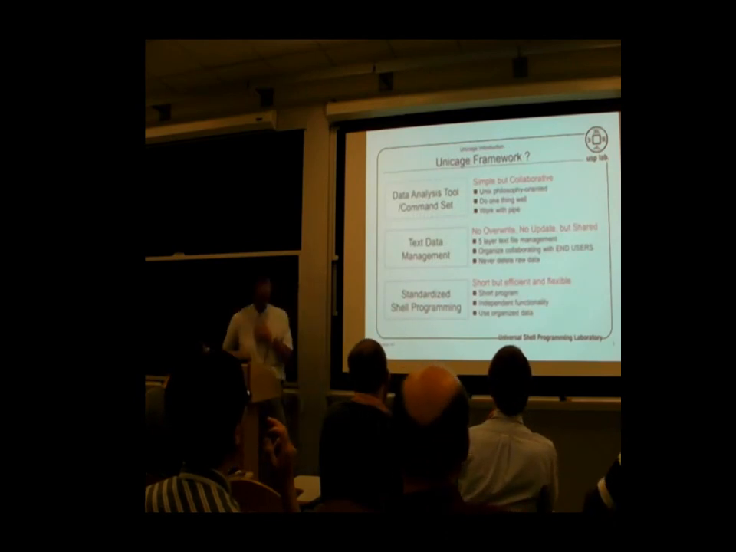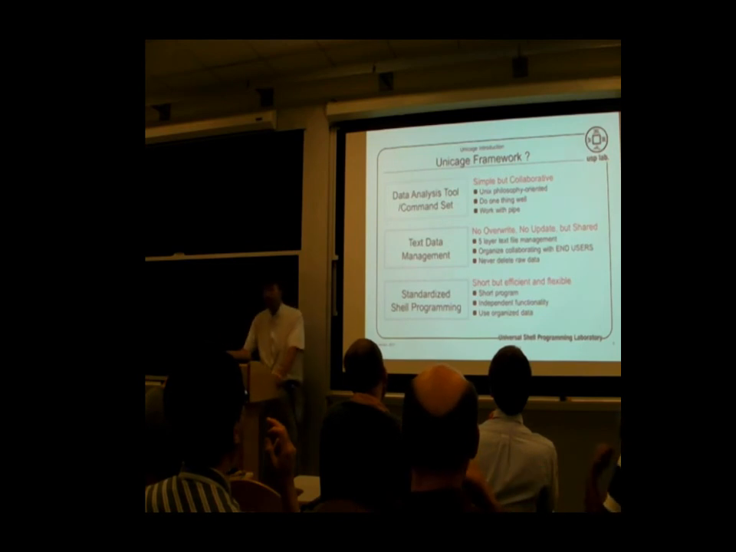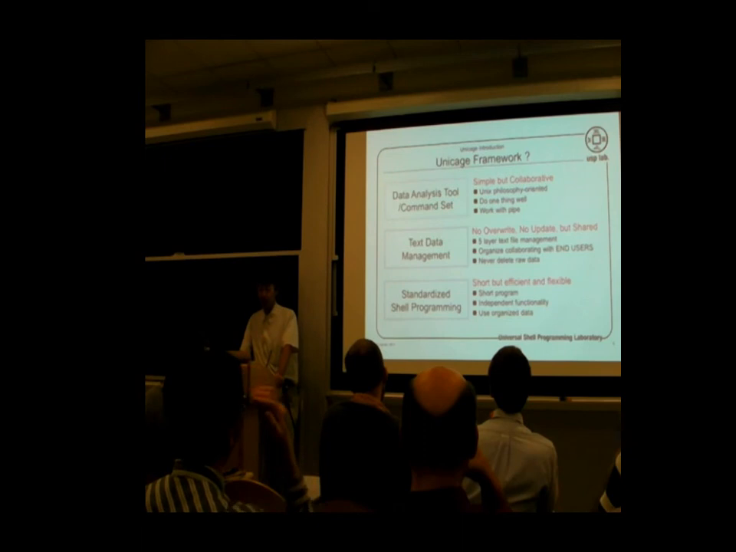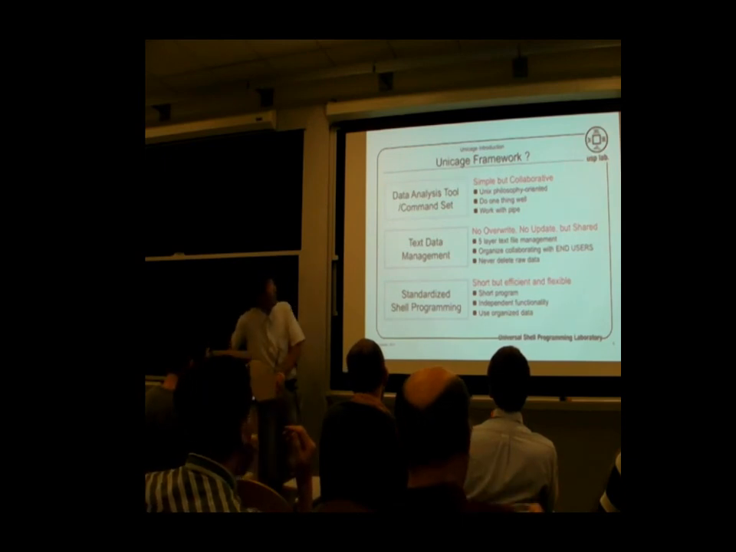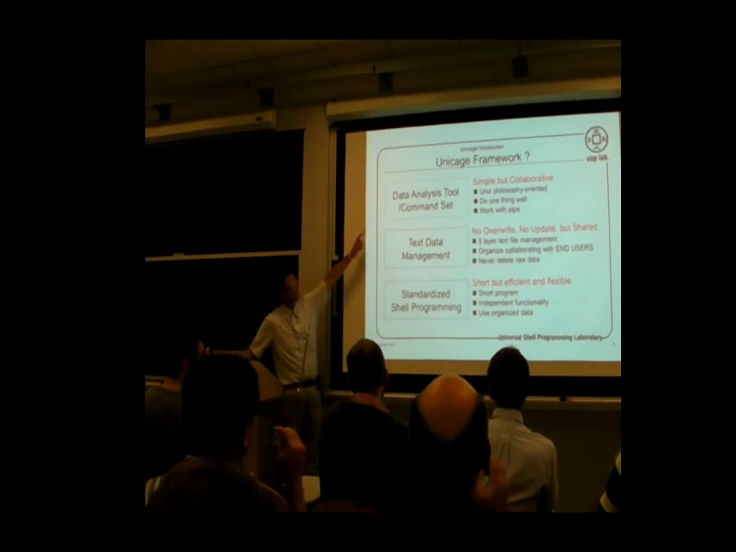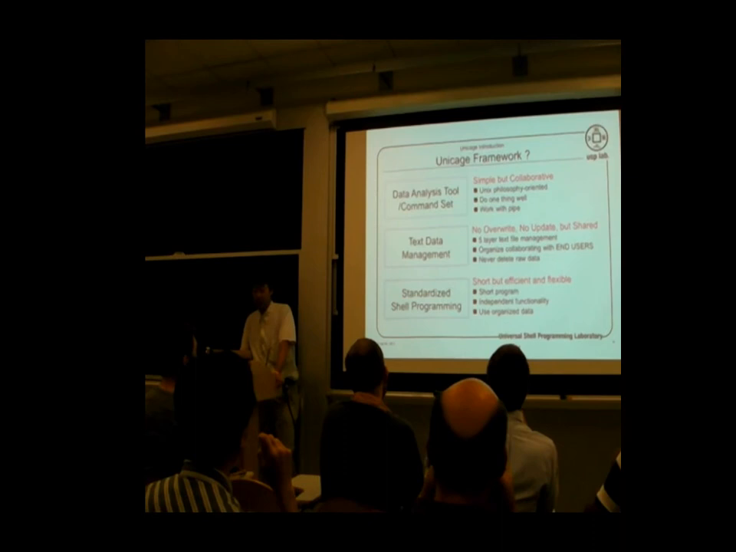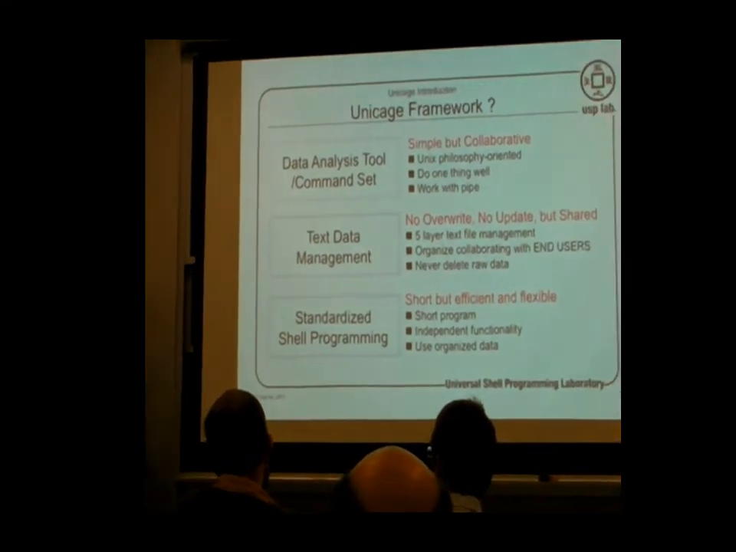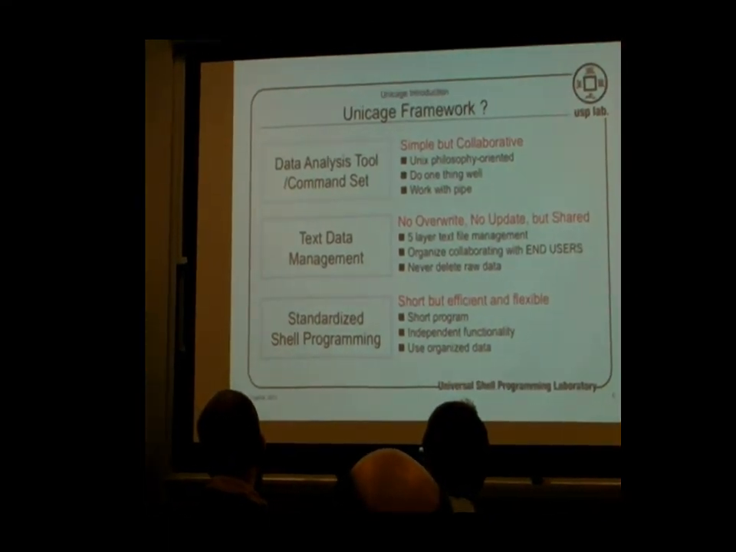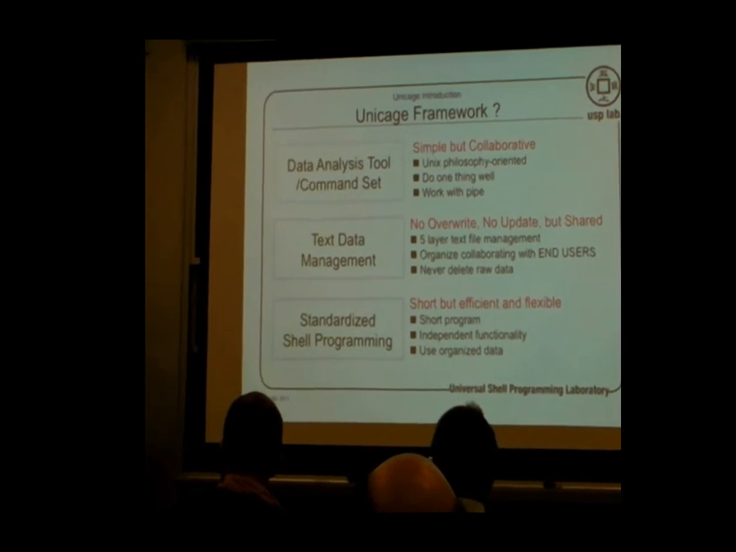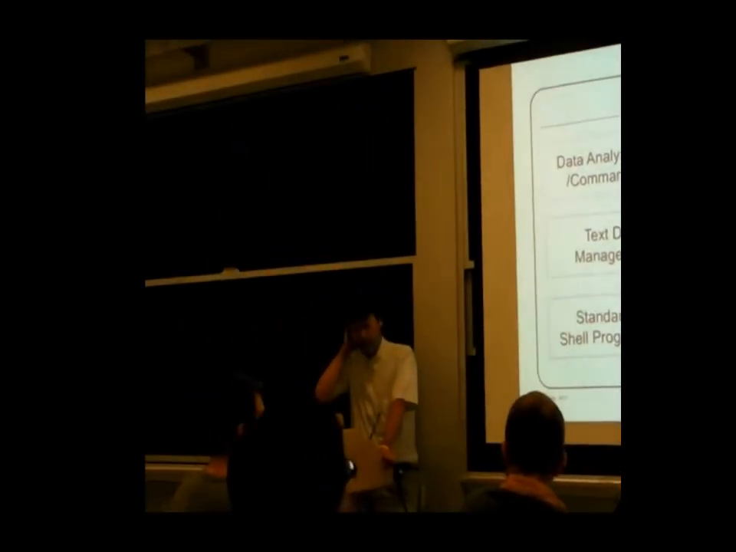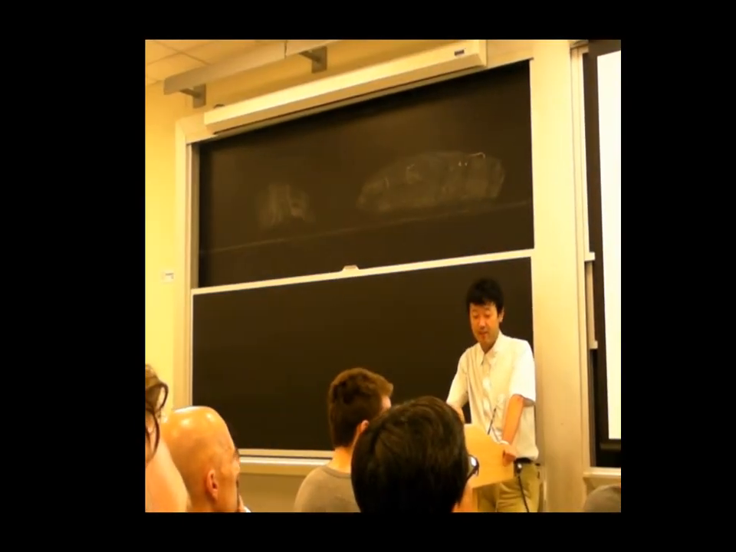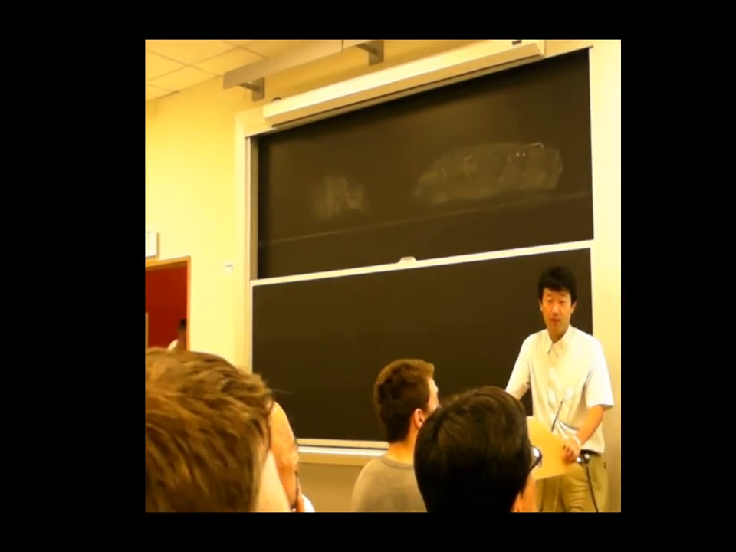Based on the Unicage method, the Unicage framework consists of three main factors. The first factor is the data analytics tool and command set. Most of the tools are developed in C language or assembler. The commands are designed to work efficiently with one another through the shell pipe. Each command is connected with pipes, so it is designed as a filter. The command design is Unix-oriented, which means simple is best, and do one job well. We are dedicated to the Unix philosophy.